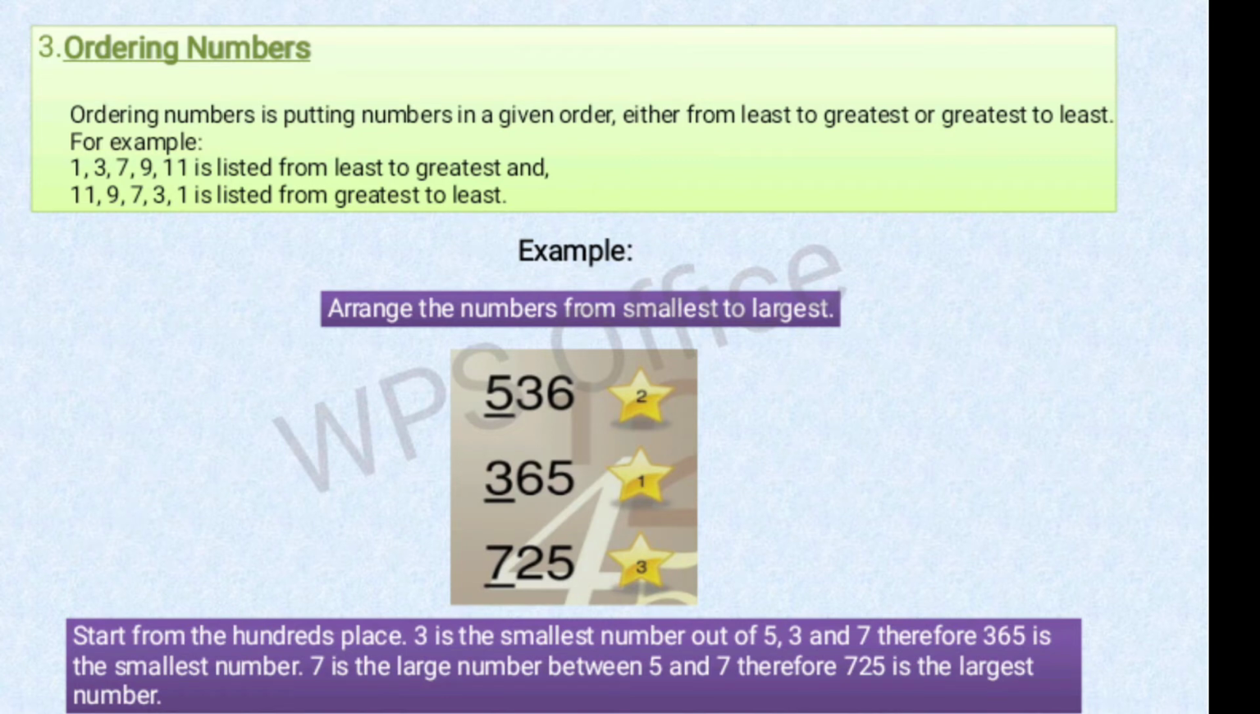Let's see an example. Arrange the numbers, that is 536, 365, and 725 from smallest to largest. Start from the 100s place. 3 is the smallest number out of 5, 3 and 7. Therefore, 365 is the smallest number. 7 is the larger number between 5 and 7. Therefore, 725 is the largest number. So the sequence is 2, 1, 3, and we will put 365, 536, 725 from smallest to largest.